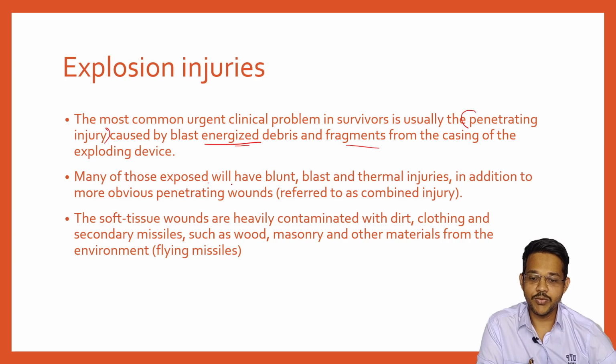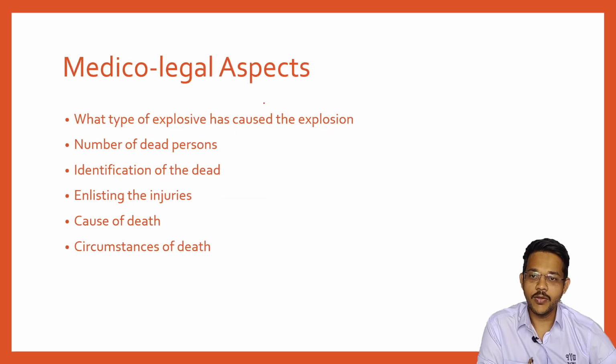Many of those exposed will have blunt, blast and thermal injuries in addition to more obvious penetrating wounds. The soft tissue wounds are heavily contaminated with dirt, clothing, as well as secondary missiles such as wood, masonry, and other materials from the environment, flying missiles.